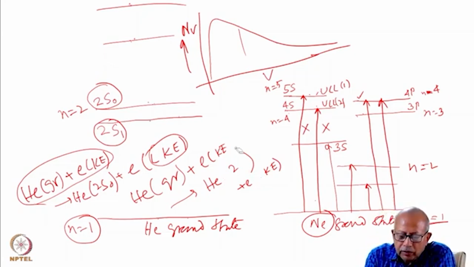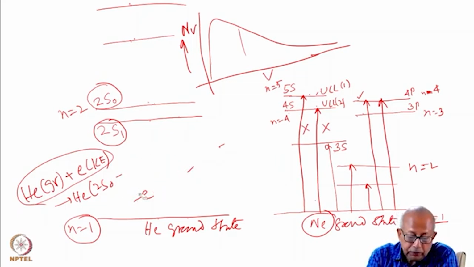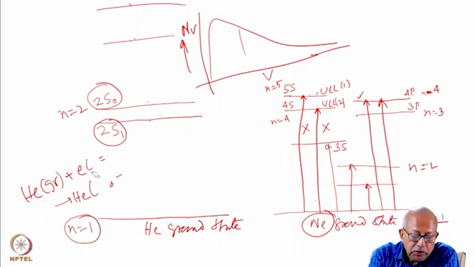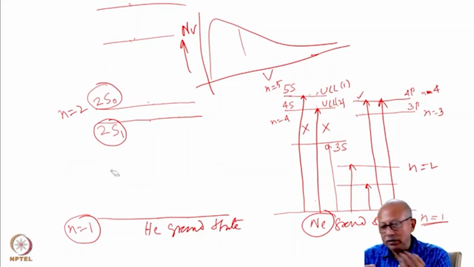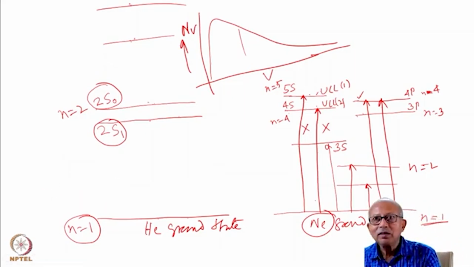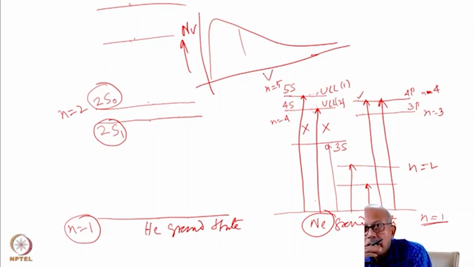Now let us turn our attention to neon, which also is colliding with electrons in the discharge, but would not be able to selectively populate the upper levels and maintain a state of population inversion because of the problem that I just explained.